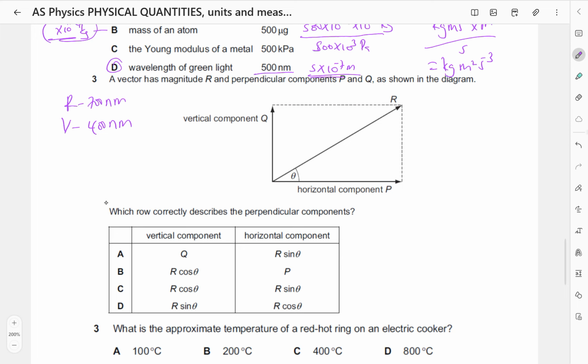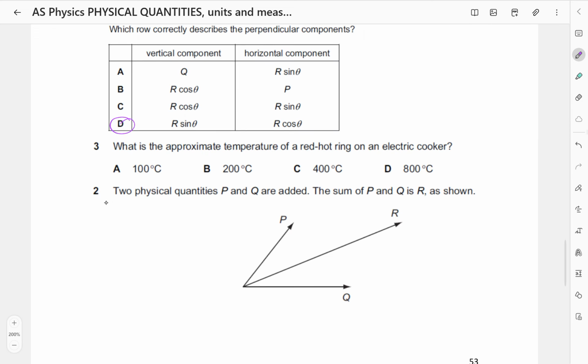A vector has magnitude r and perpendicular components p and q, as shown in the figure here. Which row correctly describes perpendicular components? So we resolve r in the horizontal, it will be r cos theta. R in the vertical, it will be r sin theta. So vertical r sin theta, horizontal r cos theta, the answer is going to be D.